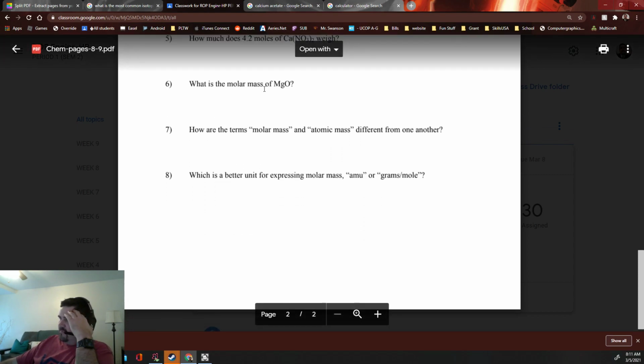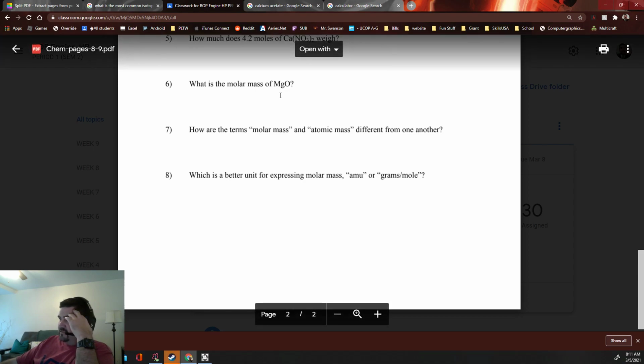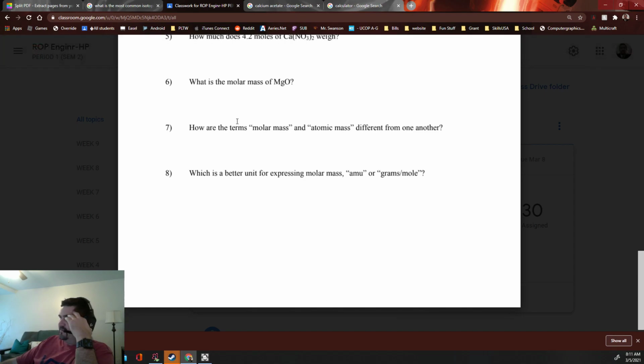What is the molar mass of MgO? So magnesium oxide, MgO. It's magnesium and oxygen. It's only 2 atoms there. What is the molar mass? We'll look up magnesium, look up oxygen, add them up, and write it down. Pretty easy. That's a super simple one.